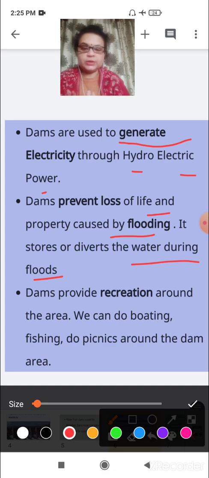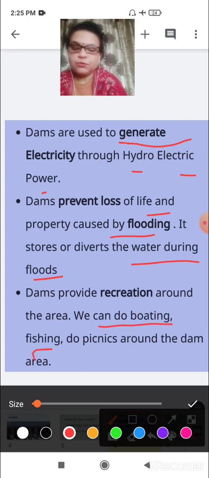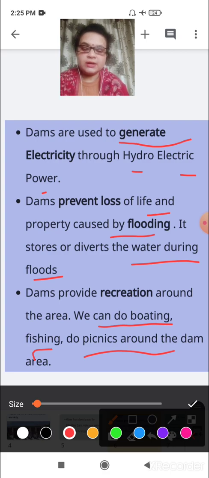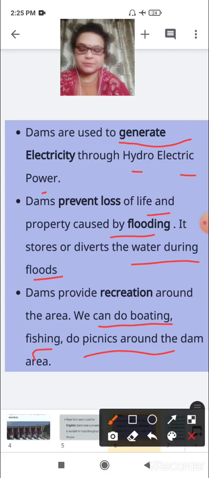Dams prevent loss of life and property caused by floods. They store or divert the water during the flood. Dams also provide recreation around the area. How? People can do boating, fishing, and go for a picnic around the area of the dams.